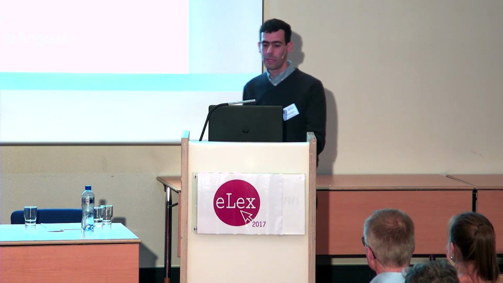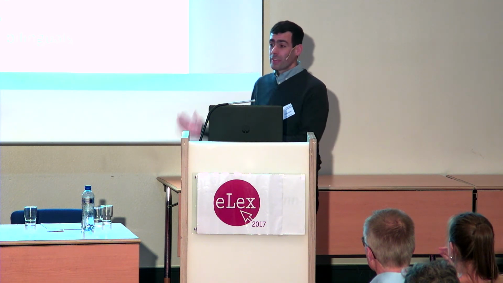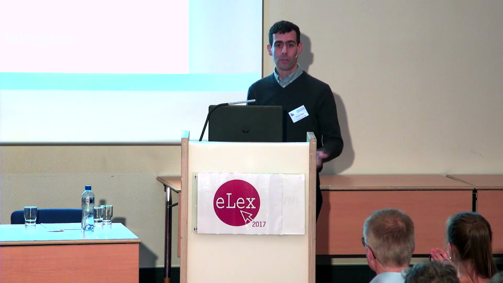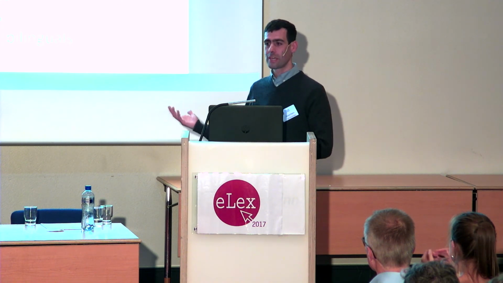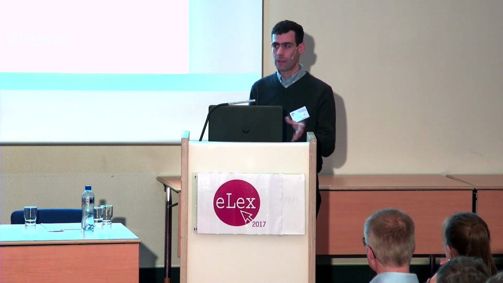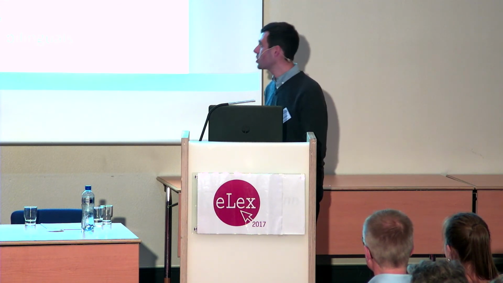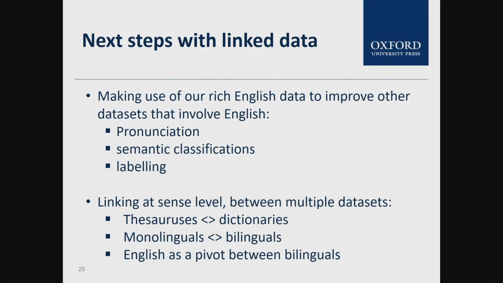Next, the things that we plan to do with linked data. The most straightforward thing, from the earlier slides, is making use of the really great English data that we have to improve other data sets that involve English, breaking down the siloed nature of our data sets and trying to pass that information between them. So that could include pronunciation, where we have sound files and transcriptions for every English word in our English dictionary, but we don't really make use of that in our English-side bilinguals. Semantic classifications, again, we have things like domain classifications for many senses, which we could be passing over. Also, more straightforward labeling, like register, region, that sort of thing.